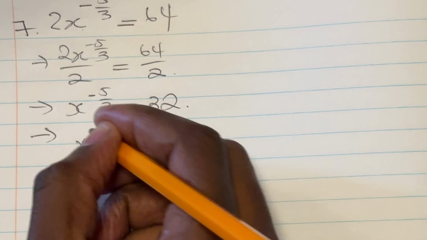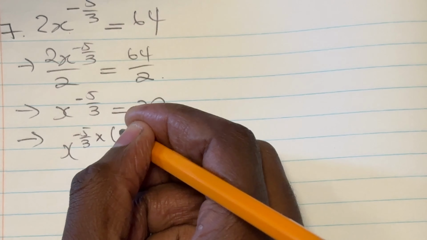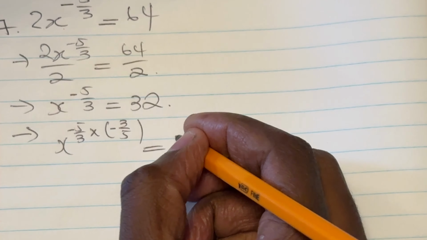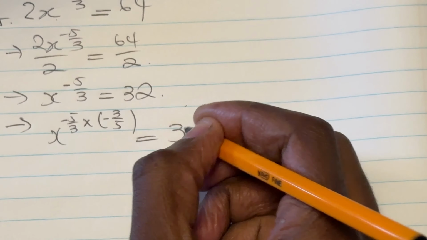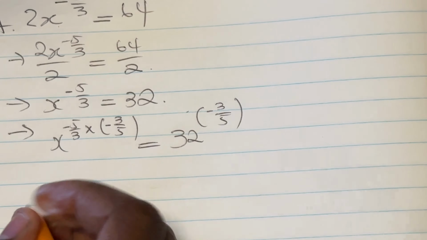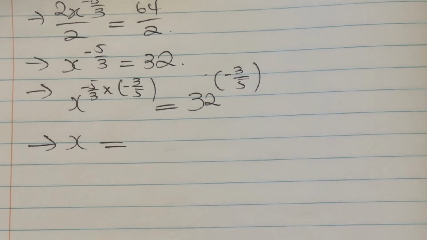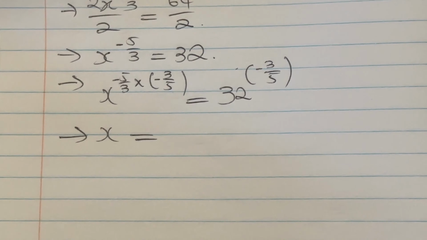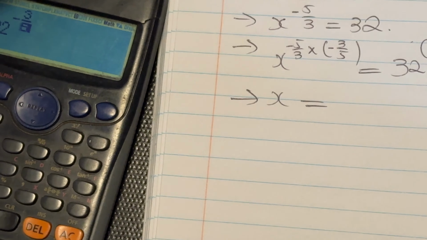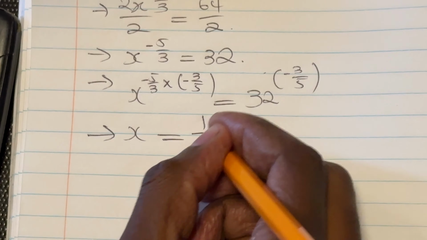So it's going to be x to the power of minus 5 over 3 times negative 3 over 5. But what you do on the left, you also do on the right. So it's going to be 32 to the power of negative 3 over 5. So x is equal to, when you look for 32 to the power of minus 3 over 5 on your calculator, you get 1 over 8, which is your answer.